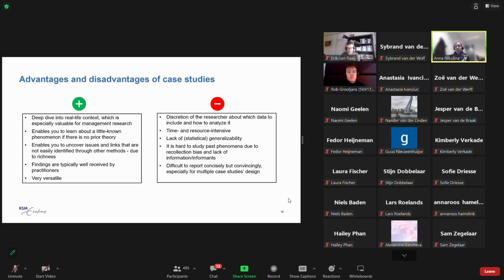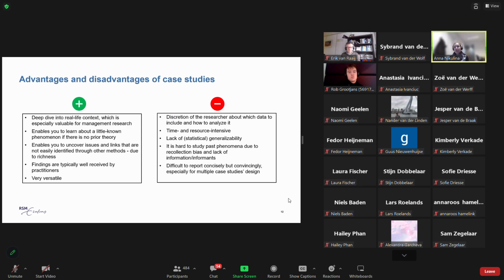Of course, these advantages sometimes reflect in the disadvantages. So first of all, Eric already, I think, mentioned that results of qualitative research can be subjective. And again, if we talk about case study as a qualitative primarily, and not only, there's a lot of discretion of the researcher about which data to include and how to analyze it. Even if you use quantitative data, you still as a researcher have a lot of freedom to decide what type of data you want and how you analyze it.